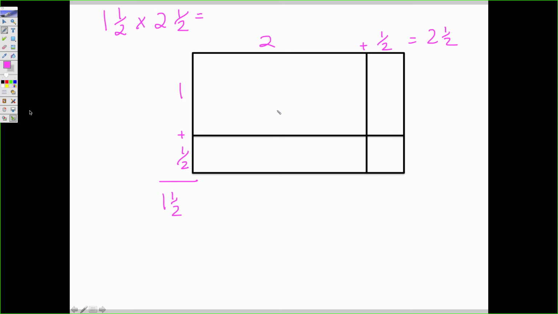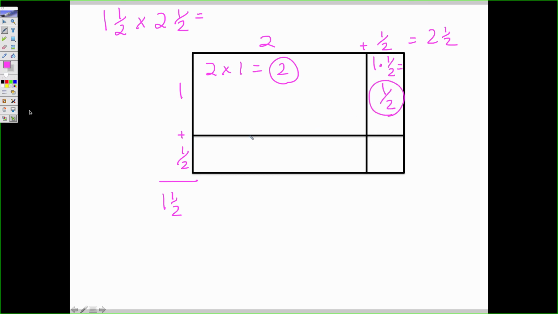So let's just start in here. Here's our rectangle. The length is 2 and the height is 1. So I have 2 times 1 is 2. And here the length is 1/2 and the height is 1. So I have 1 times 1/2. So if I only have 1/2, that's going to be a half.